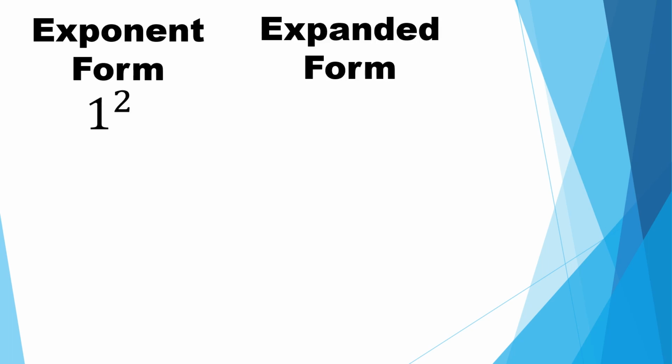Example, we have 1 squared. 1 squared is in the exponent form. 1 is the base and 2 is the exponent. This means we are going to multiply 1 by itself 2 times. So in expanded form, this is equal to 1 times 1. 1 times 1 is equal to 1.